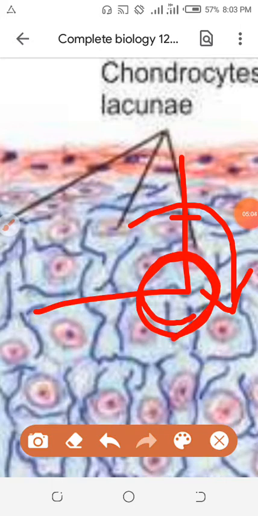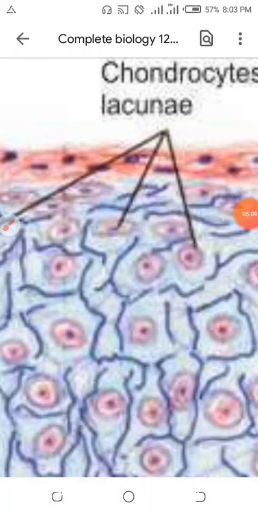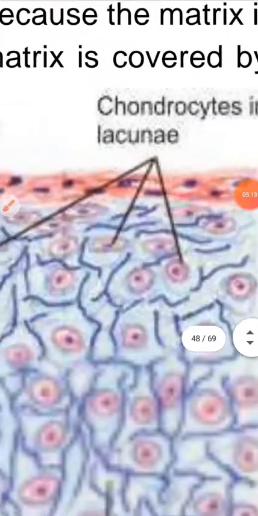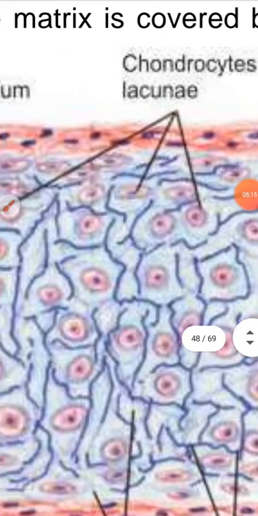When it will be flexible? When cartilage is soft. When cartilage is soft, due to the lacunae. What is the lacunae? That is the matrix, that is the cavity which consists of the matrix. Living cell of the cartilage.